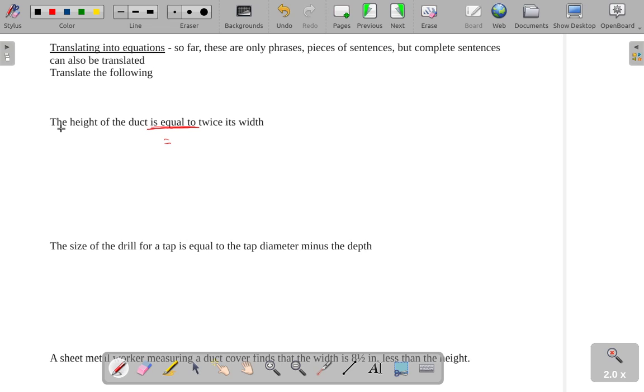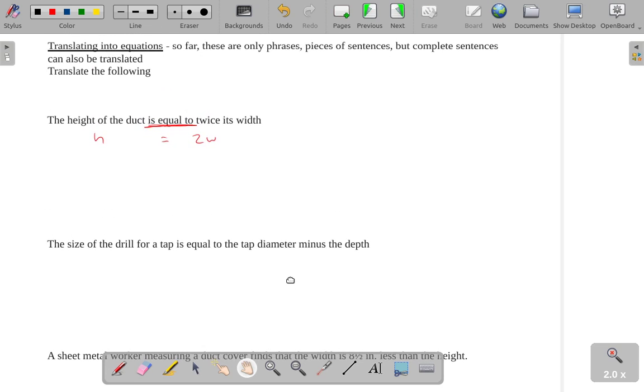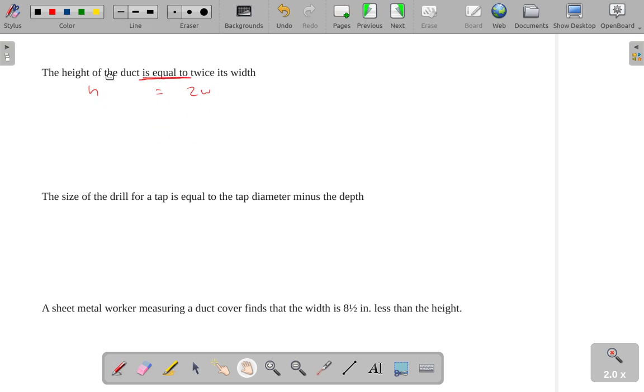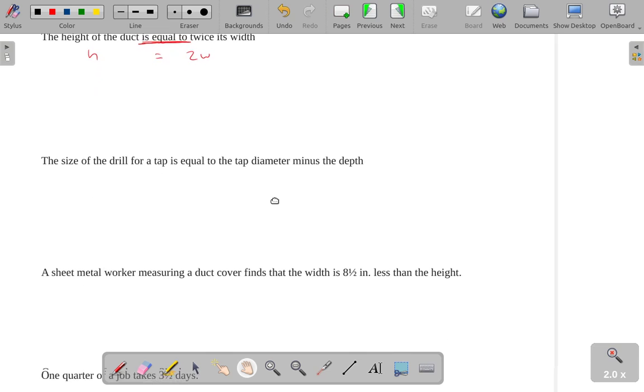The height of the duct, this is one number, you might call it h, and twice the width, well, twice is going to be 2 times, and the width we'll call that w. So the height of the duct is twice the width. I would translate that as h equals 2w. We call this a direct translation because I'm taking this and not changing the order of anything. I'm literally just replacing the height of the duct with h, is equal to with equals, twice with 2 times, and the width with w.